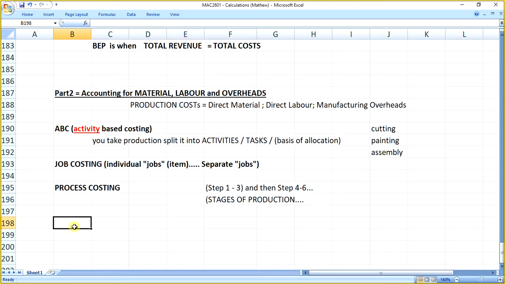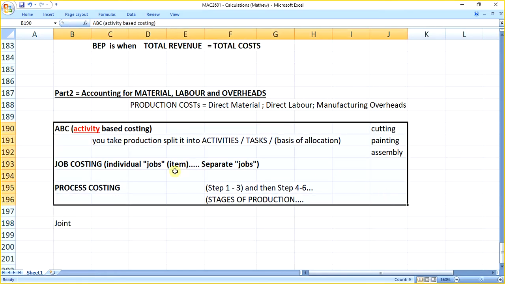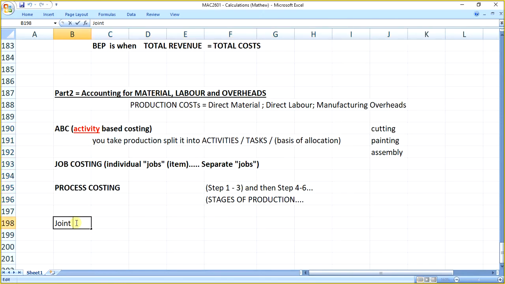The last one they've mentioned here in study unit 8 is joint and byproduct costing. That's not a very popular one. That one is quite separate, quite different. These are the popular ones: activity-based, job costing, and process costing. This one is specific to management accounting, MAC. This one I haven't seen in other modules. Byproduct costing is not as popular. The first three are more popular. So let's look at each of them.